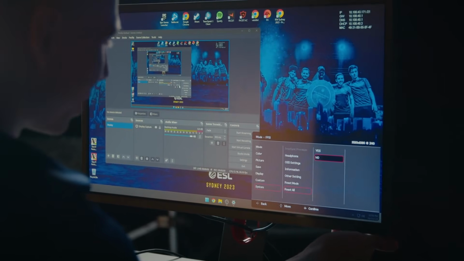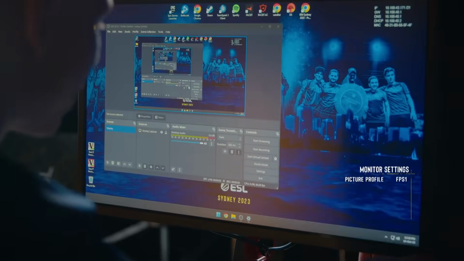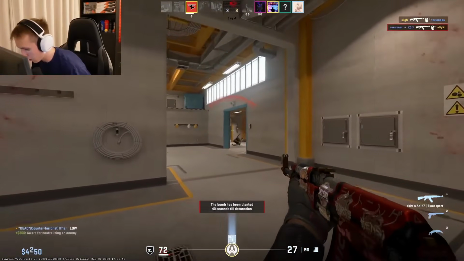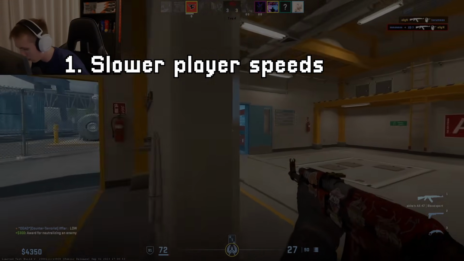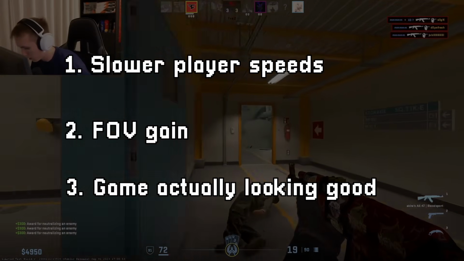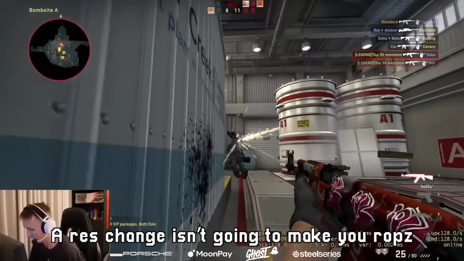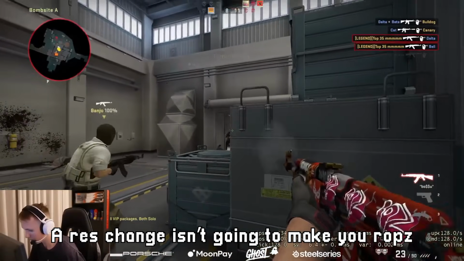But above all else, the reason why you might want to change res is simply just experimentation. Counter-Strike players, especially the pros, are constantly searching for the smallest advantages to get the best of their opponents. And switching to native resolutions and having the benefits of slower player movement, FOV gain, and detail might benefit you and make you play better. Although, if we're keeping it real for a second, a resolution change isn't what's going to make you rank up.